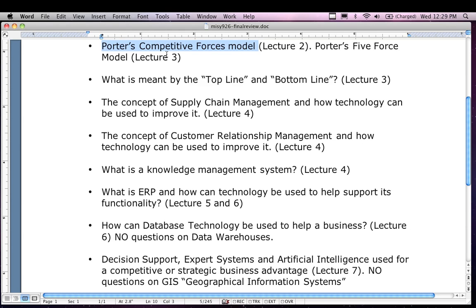Feel free to ask me questions as I'm going through this. Otherwise, I'm going to assume you're just taking notes and you've understood everything.